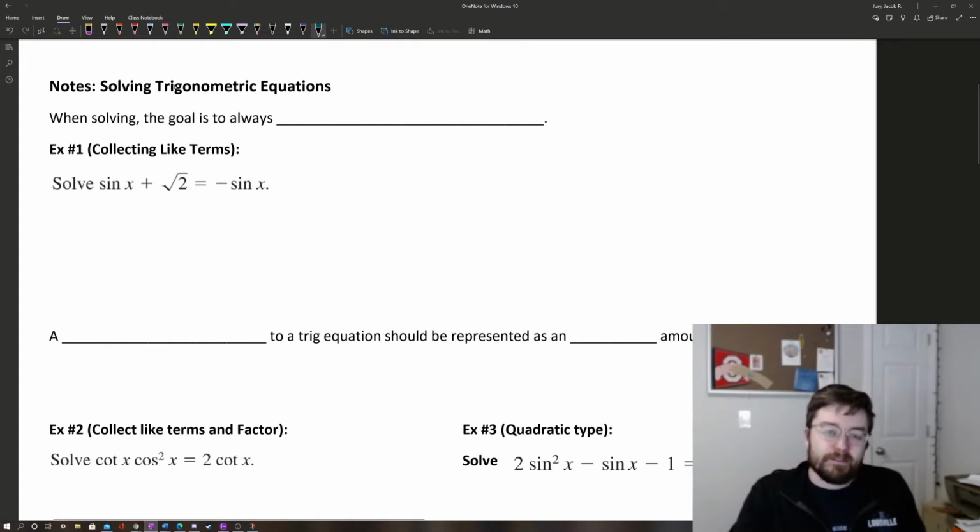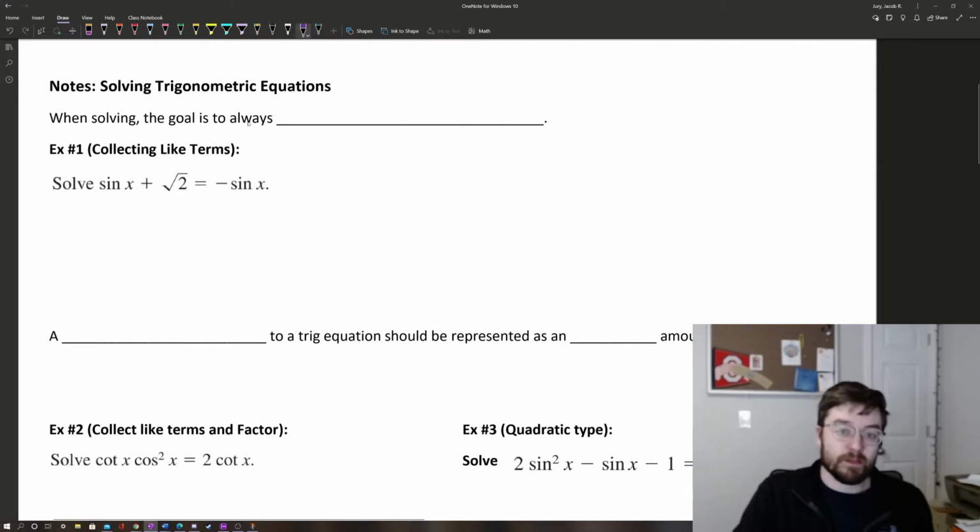All right, so we are solving. This is going to be the one and only video for solving trig equations. So if it's 20 minutes long, that's what it's going to be. It should be shorter though for honors because there's an advanced section that you won't be responsible for.